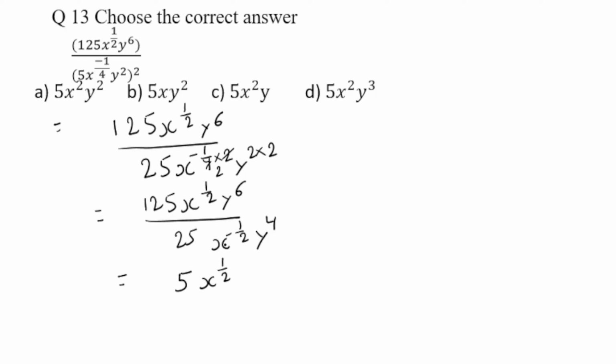On denominator, it has power negative. When it moves to numerator, it's going to be positive. 1 by 2 plus 1 by 2. Y to the power 6. The power of y on denominator is positive. When it moves to numerator, it's going to be negative. Minus 4. 5. X to the power 1 by 2 plus 1 by 2. The power is 1. Y. 6 minus 4, 2. The answer is 5x y square. The correct answer is B.